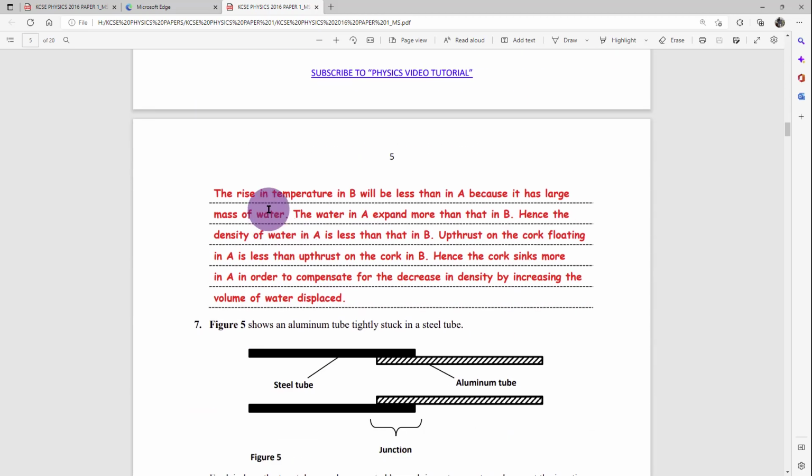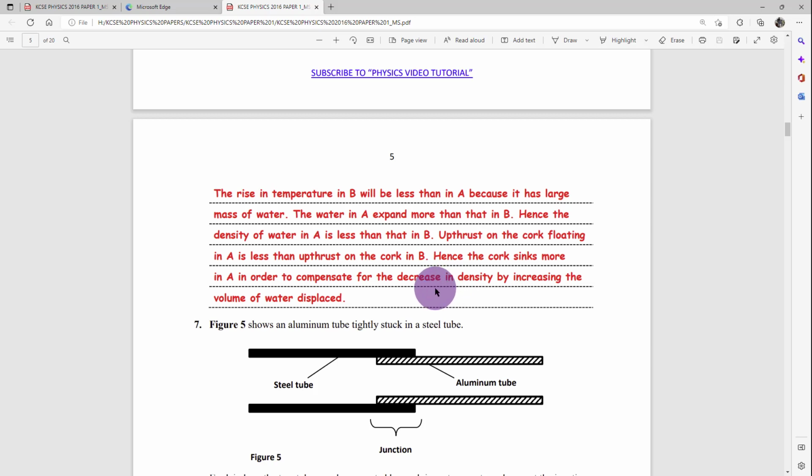So I've written that answer here. The rise in temperature in B will be less than in A because it has a large mass of water. That's the first point. The water in A expands more than in B. So both of them expand, but in A it expands more than in B. Hence, the density of water in A is less than that in B. Upthrust on the cork floating in A is less than upthrust on the cork in B. Hence, the cork sinks more in A in order to compensate for the decrease in density by increasing the volume of the water displaced.